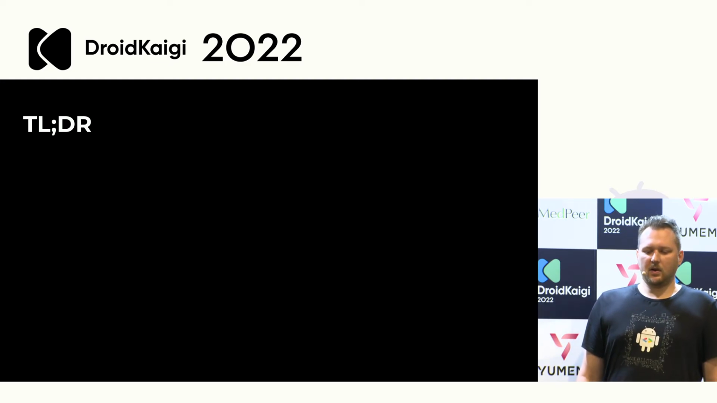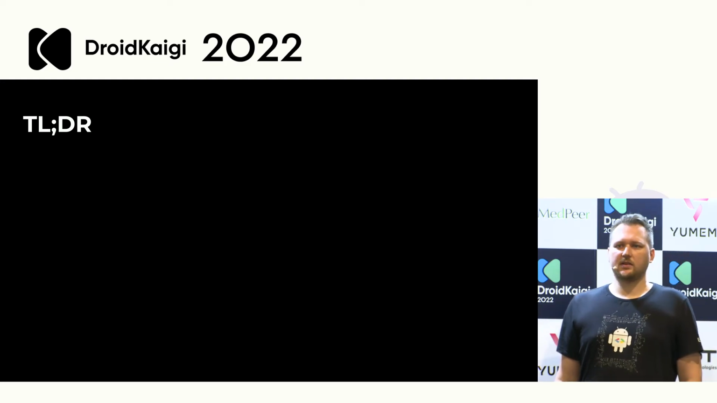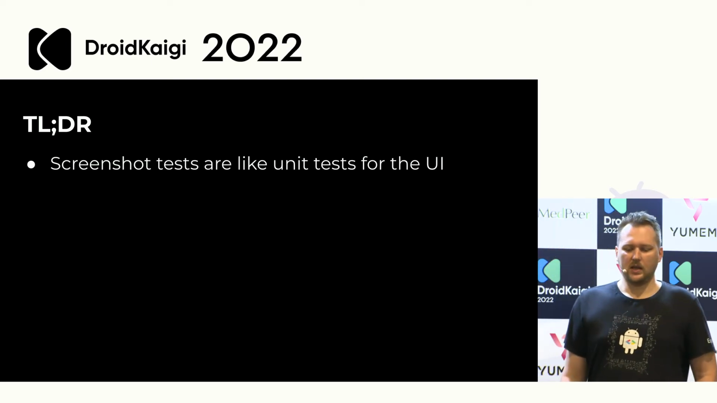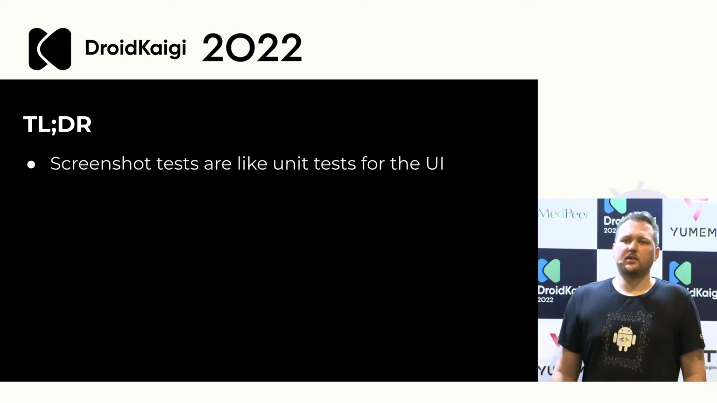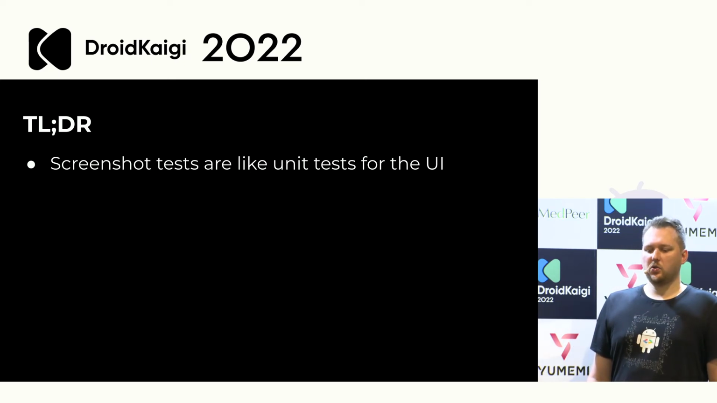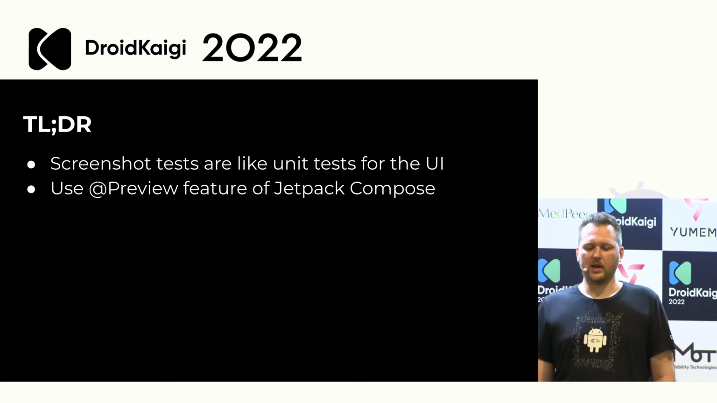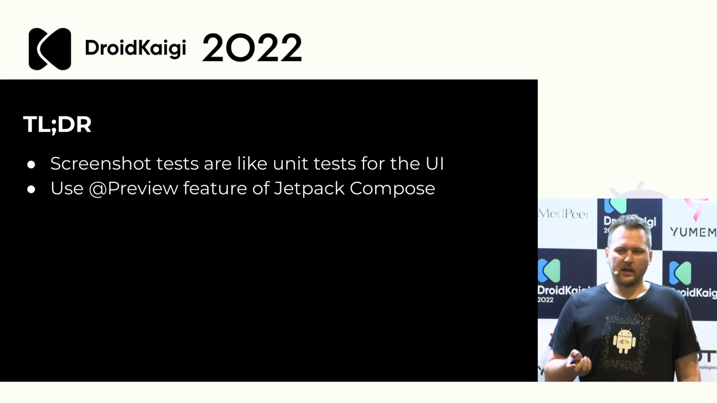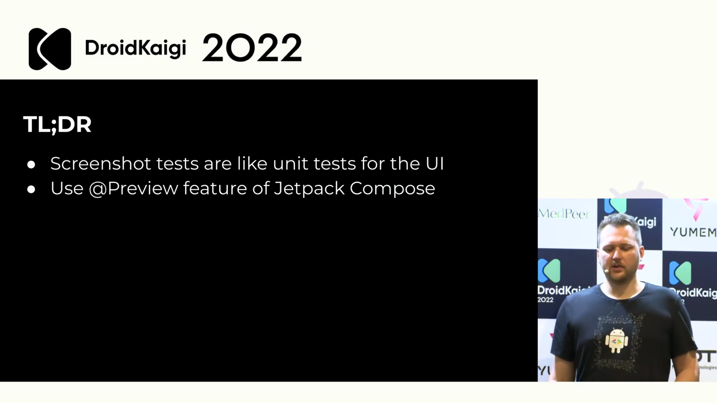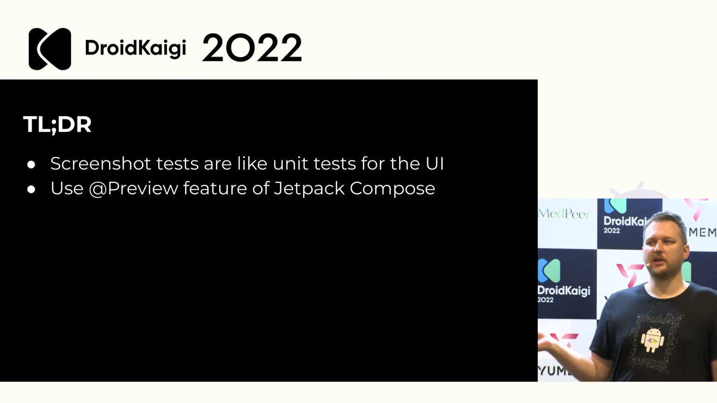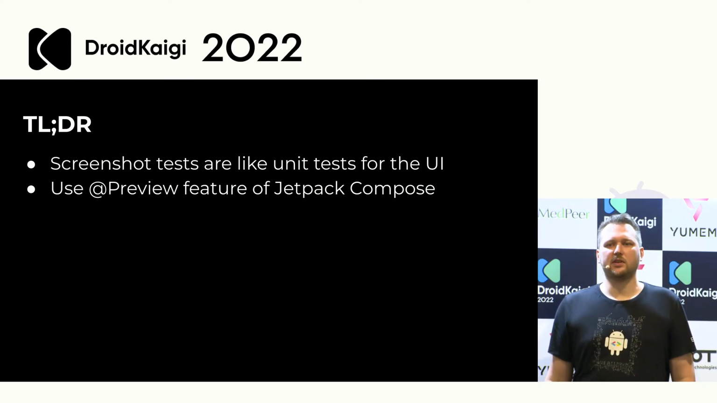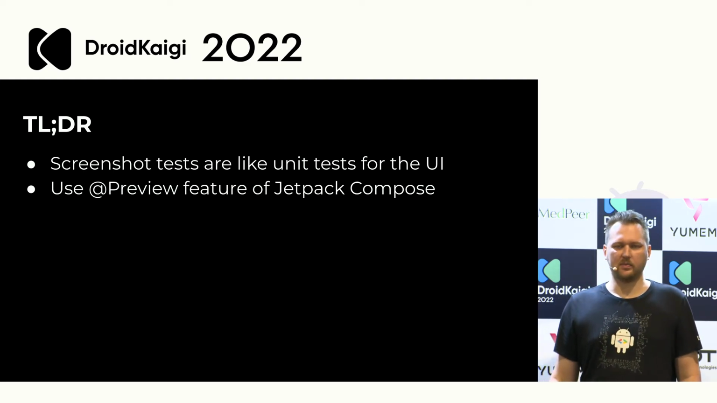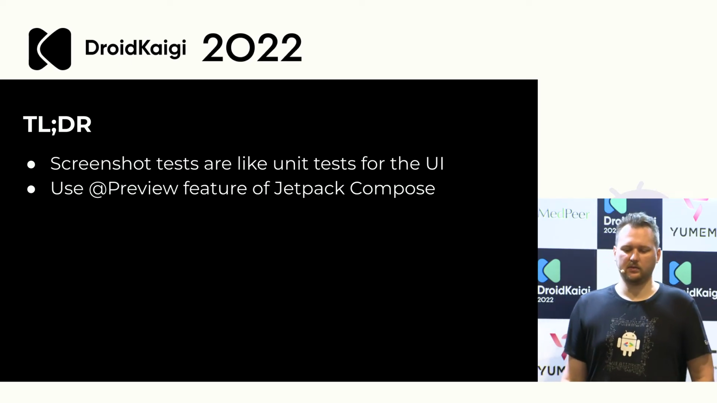So that's all for my presentation, and I want to summarize the most important parts. Screenshot tests are like unit tests for your UI. You can create many of them. If you use Jetpack Compose, you can use this preview feature, and it will generate everything for you. You don't need to write the screenshot test separately. It's also possible to use screenshot tests with legacy Android views, but there is more setup needed, and you need to write these screenshot tests separately.